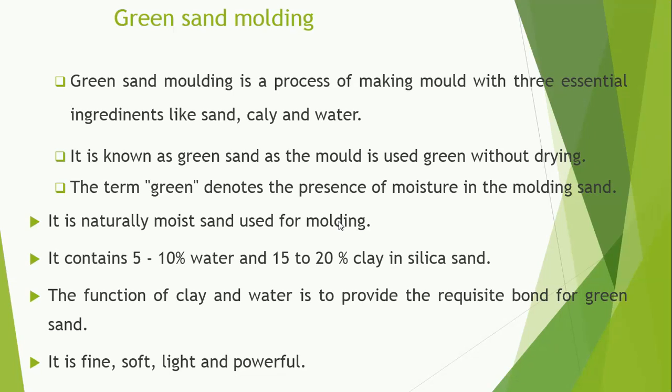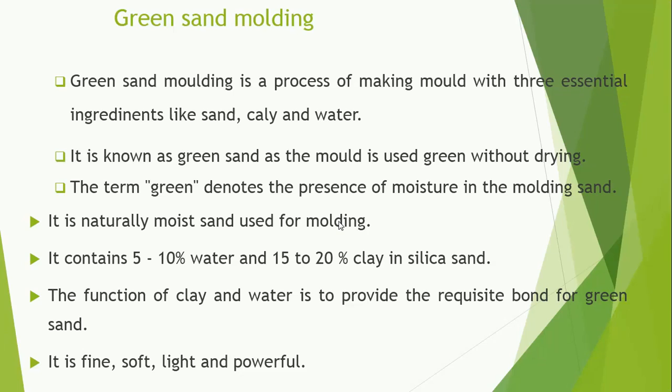The term green denotes the presence of moisture in the molding sand. Green is not the color of the molding sand, but if moisture is present inside the molding sand, that sand is called green sand. It is naturally moist sand used for molding. Naturally some amount of moisture is present inside the green molding sand. Again, some of the binding material is also present. That natural molding sand also we can use to prepare the mold cavity.